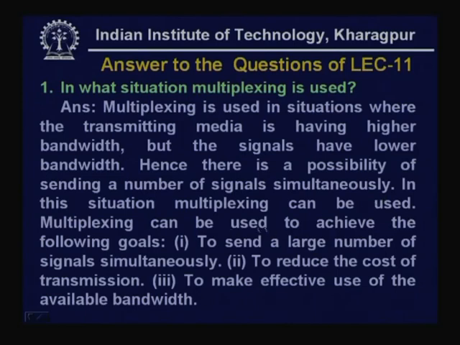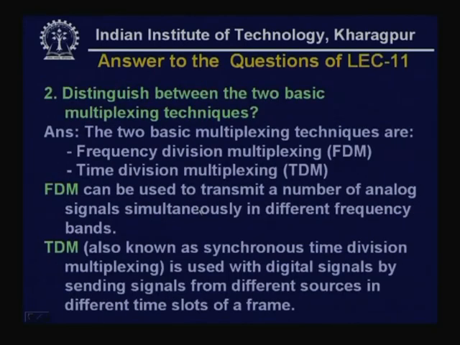Multiplexing can be used to achieve the following goals. Number 1, to send a large number of signals simultaneously. 2, to reduce the cost of transmission. 3, to make effective use of the available bandwidth. So, these are the goals of multiplexing, as I explained in the last lecture. Second question was, distinguish between the 2 basic multiplexing techniques. Answer is, the 2 basic multiplexing techniques are frequency division multiplexing and time division multiplexing.